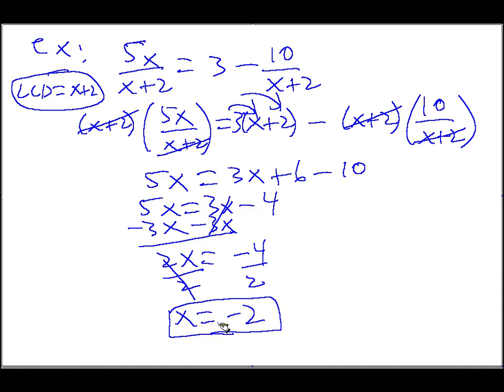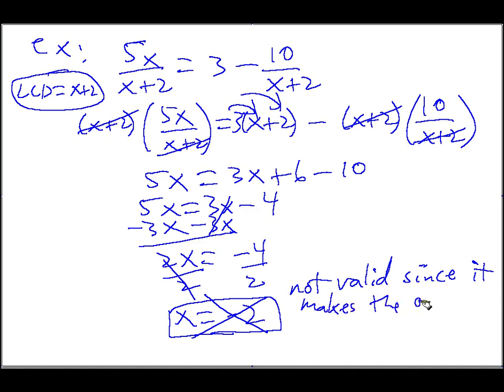So in other words, the answer of x equal to negative 2, when I plug it back into the original equation, makes the denominator down here 0. So that means that's impossible, right? Because you can't divide by 0. That's undefined. So therefore, is this answer x equal to negative 2 valid? No, it's not. This is not valid, since it makes the original fraction or fractions, right? In this case, it makes both of these fractions undefined.